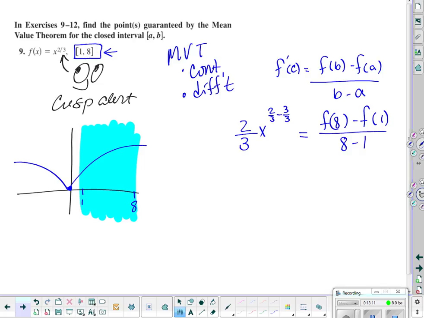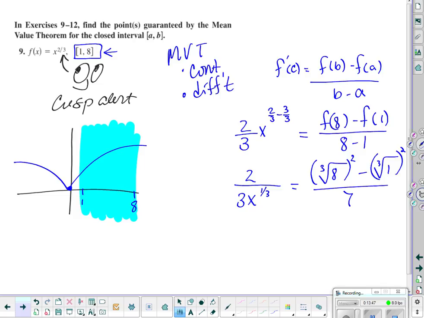So let's do some calculations. I'm going to clean up my left side. That will be x to the -1/3, so that'll drop to the bottom as x to the +1/3. On the right, f of 8 is equal to, let's see, 8 raised to the 2/3 power. Use your calculator if you want, otherwise I'm going to interpret this as the cube root of 8, and then I'm going to square it, minus the cube root of 1 squared, over 8 minus 1, which is 7.